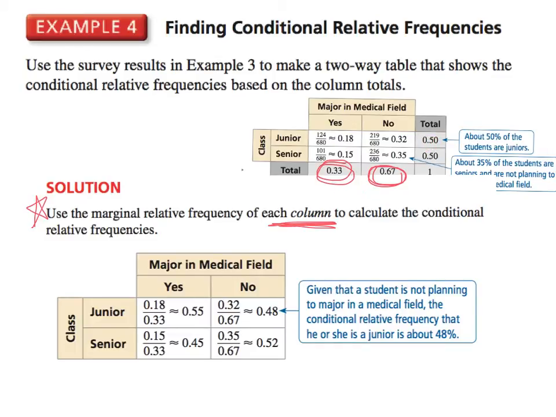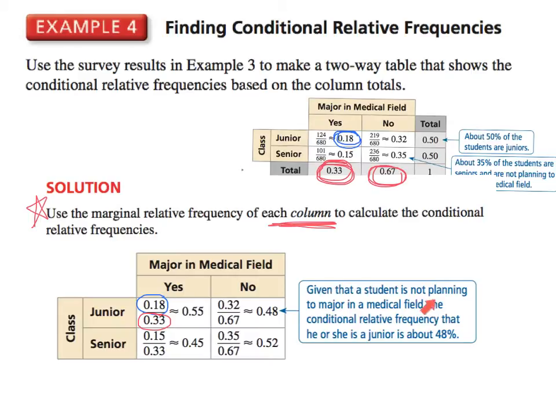So we take each of these examples right here. So for example, 18 hundredths. You can see that right here. We divide it by the 33 hundredths. So we take each of these decimals and divide it by the column total. So 18 hundredths divided by 33 hundredths. 15 hundredths divided by 33 hundredths. 32 hundredths divided by 67 hundredths. And each of those, as you can see, give us approximately 55%, 48%, and so on.